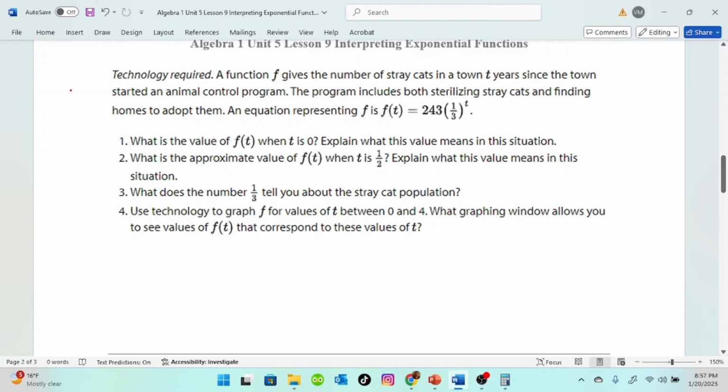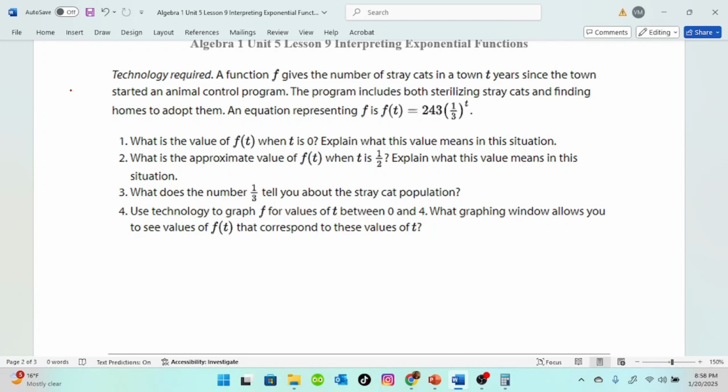Our next practice problem says a function f gives the number of stray cats in a town t years since the town started an animal control program. The program includes both sterilizing stray cats and finding homes to adopt them. An equation representing f is f of t equals 243 times 1/3 to the power of t.